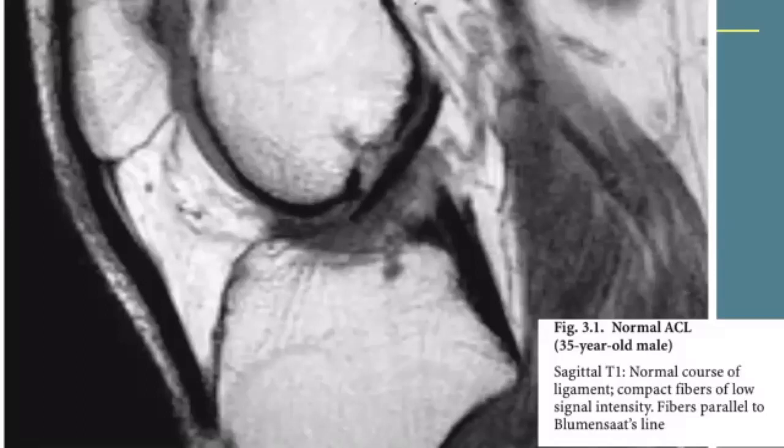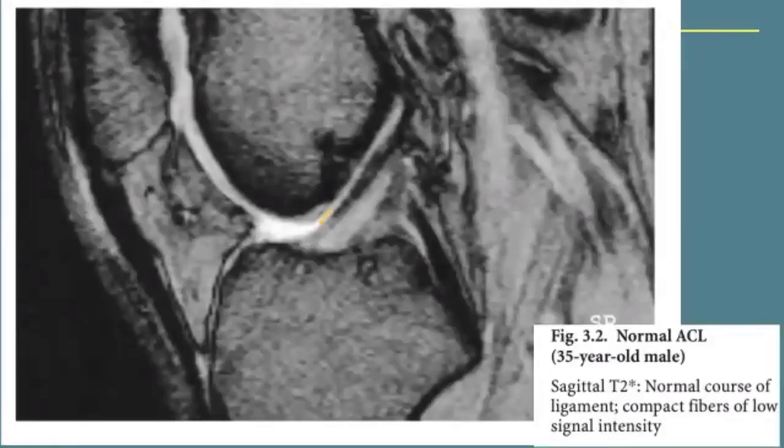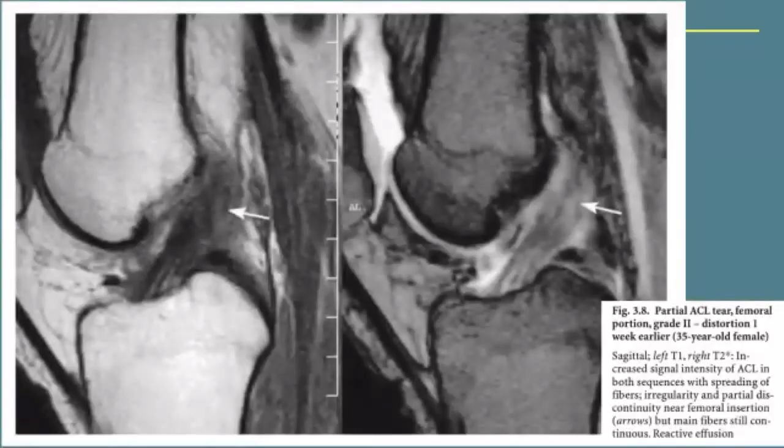This is a normal ACL, MRI of the normal ACL. This is the normal ACL. Again, this is also the normal ACL. Coming to this, this is a partial tear.